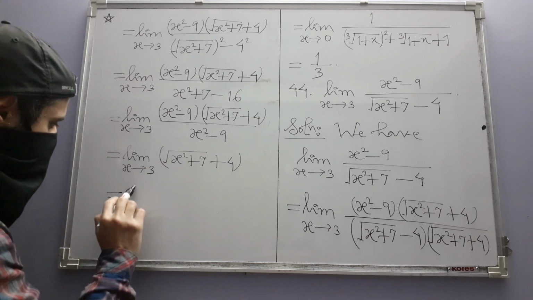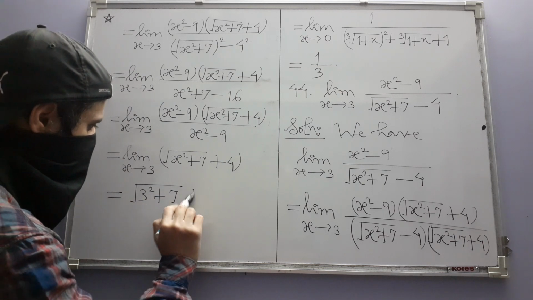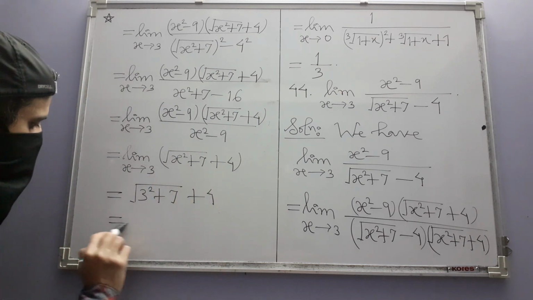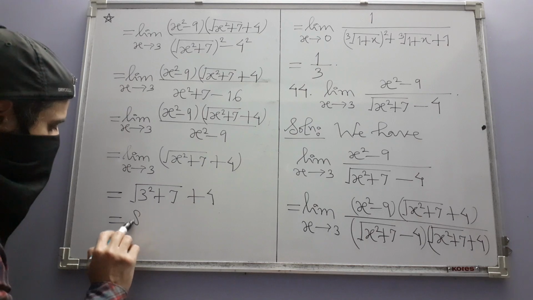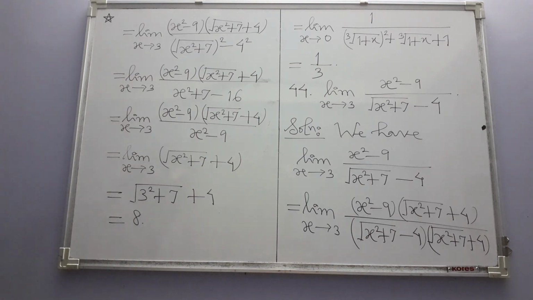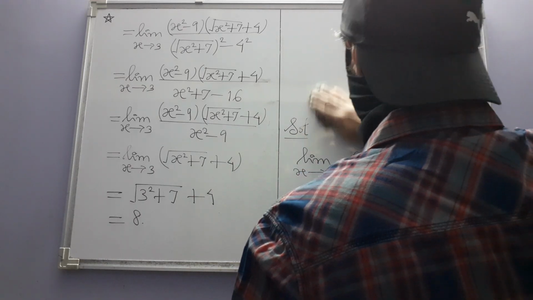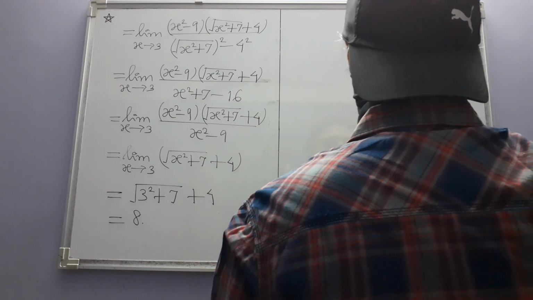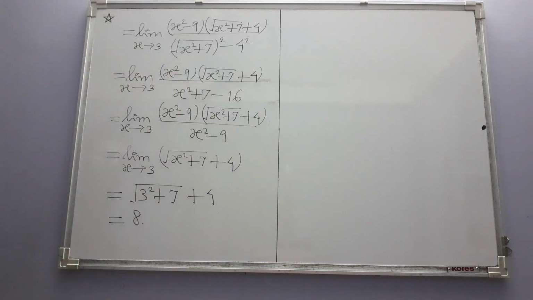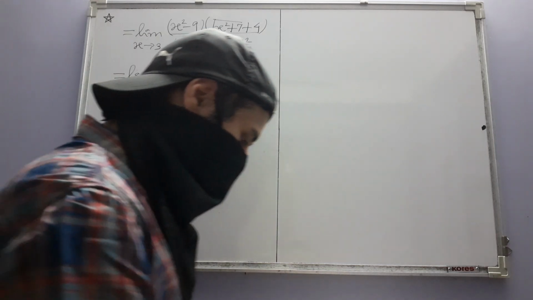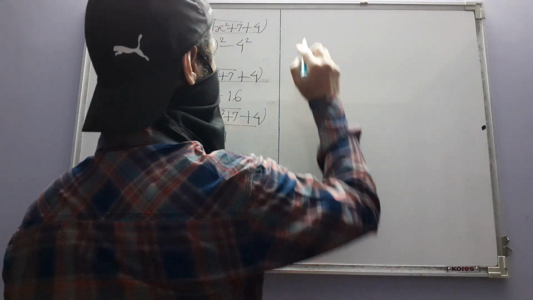Now this of course approaches this. So you have 16 under radical. So that means 4 plus 4 is 8.